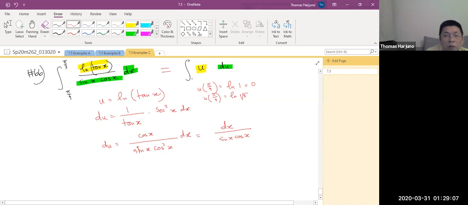So the limit of integration now becomes from 0 to ln of radical. I think you can go on yourself from there, right?